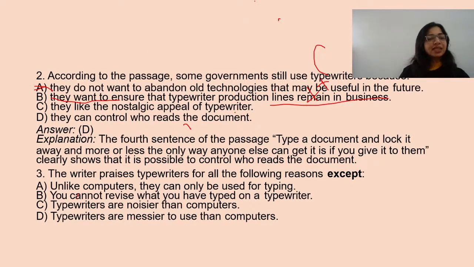Come C. They like the nostalgic appeal of the typewriter? Of course not. Why will the government bother about what is nostalgic and what is not? Right? It is a personal benefit, not a government's benefit. So you're definitely going to cross out option C. Comes D. They can control who reads the document.